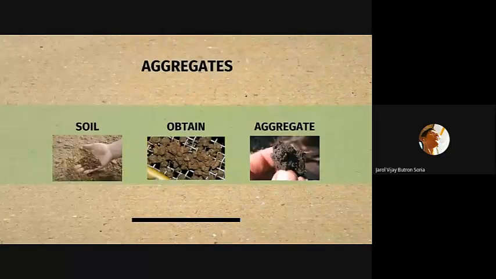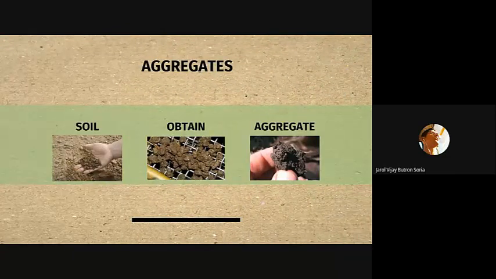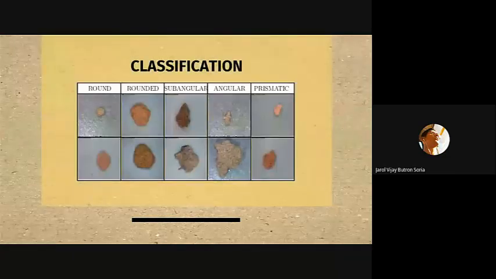Aggregates are groups of individual soil particles which then form larger particles. And aggregates can assume different shapes, thus forming different structures: round, rounded, subangular, angular, prismatic.